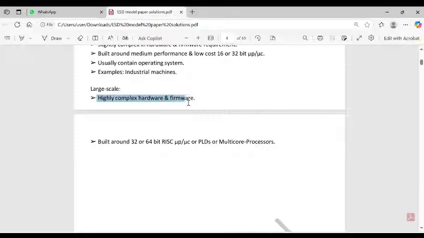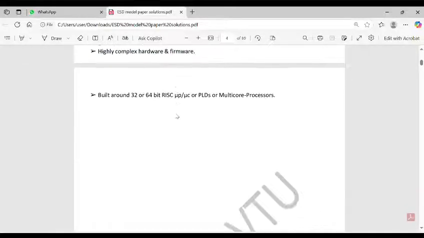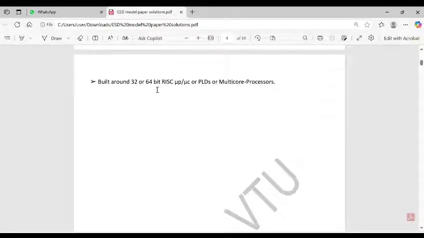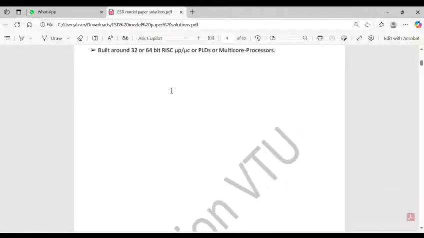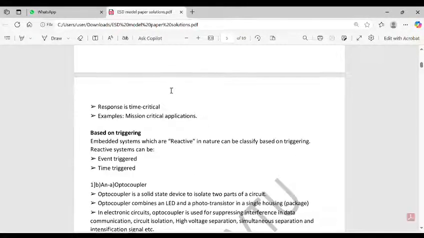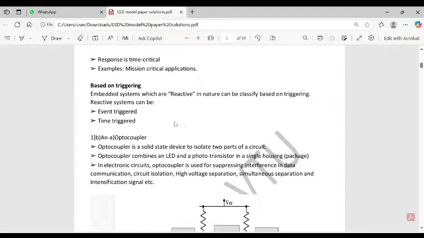In large scale, it is highly complex hardware and firmware. It is built around 32 or a 64-bit RISC or a CISC microcontroller or a microprocessor, and these are responsive in time critical, for example mission critical applications. Next one is based on the triggering. In triggering, these embedded systems which are reactive in nature can be classified based on the triggering. Reactive system can be classified into two types: event triggering and the time triggering.